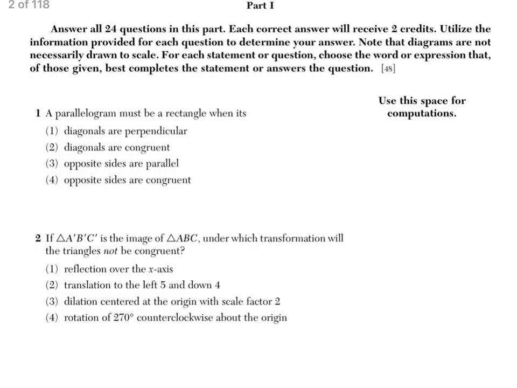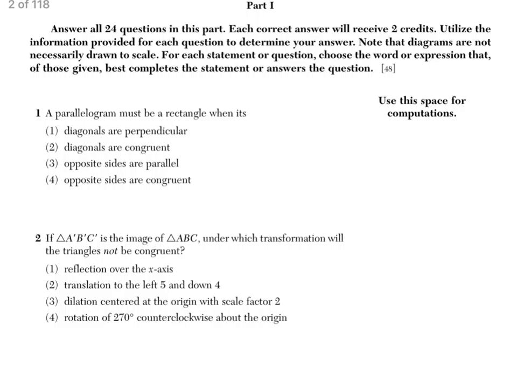Part 1. Answer all 24 questions in this part. Each correct answer will receive 2 credits. Utilize the information provided for each question to determine your answer. Note that diagrams are not necessarily drawn to scale. For each statement or question, choose the word or expression that, of those given, best completes the statement or answers the question. This is worth a total of 48 points. Use the space for computations.